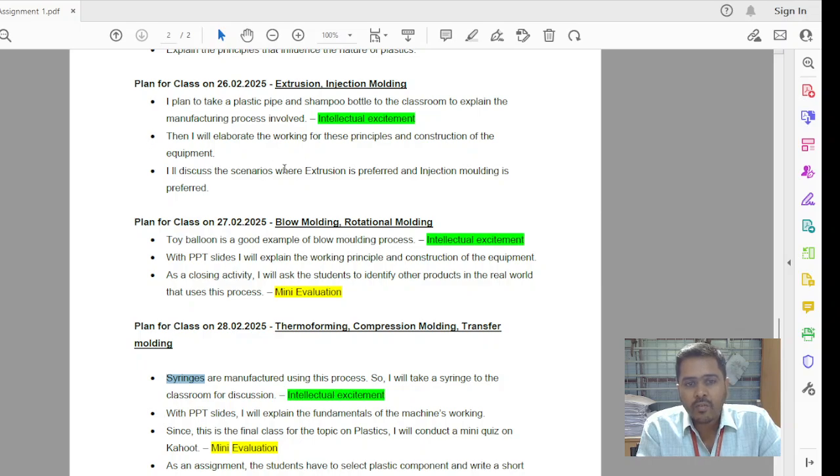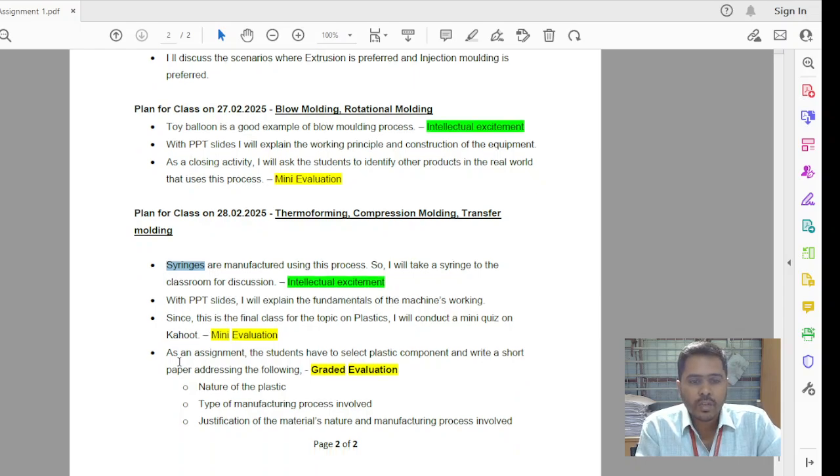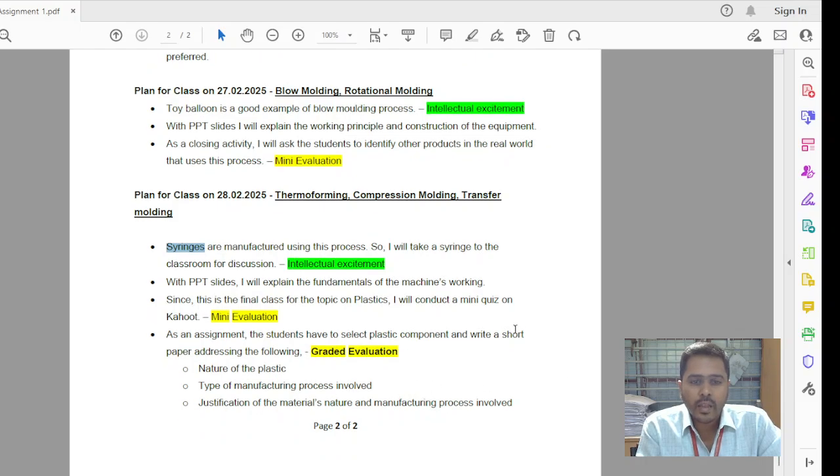Initially I have not planned any evaluation, but at a later stage I will have a non-graded evaluation where I will ask them to identify the various manufacturing processes involved in these different plastics, and I will also conduct a mini quiz using Kahoot. I am comfortable with using Kahoot. As an end evaluation, this is graded, and of course these marks will be carried for them.